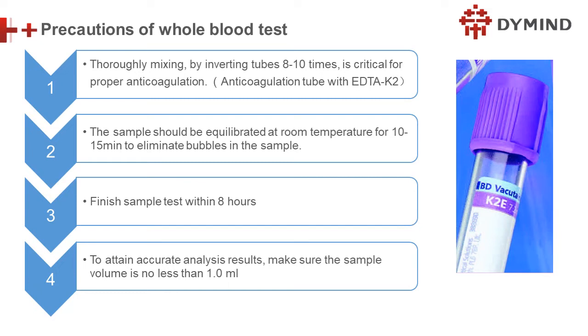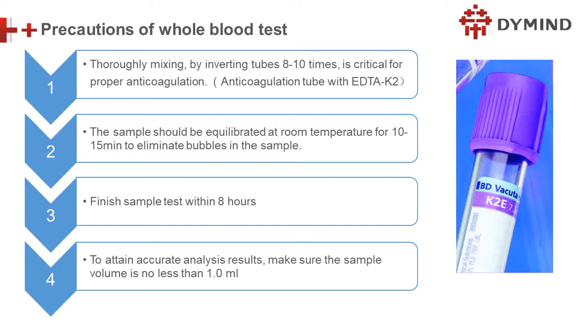How to do mixing? We invert up and down 8 times. This is very critical, very important. For what? To make sure all the anticoagulant is mixed well with the blood, and if they are mixed well, there's no clotting. If the nurse forgets to do the inverting, the blood will easily clot. So even if we have blood, we cannot get a perfect result. The machine will alarm: clotting, too many clots.